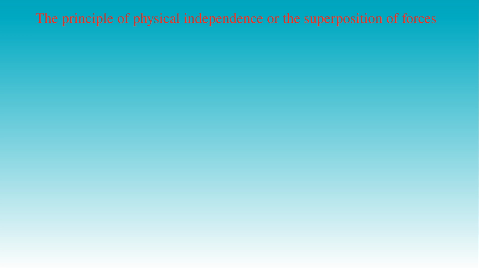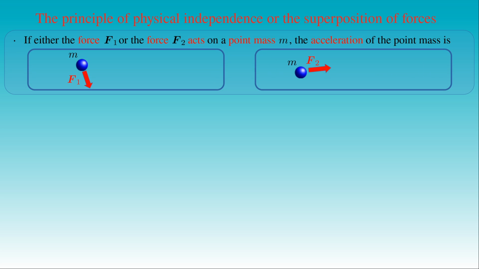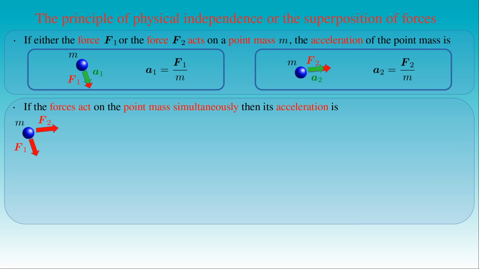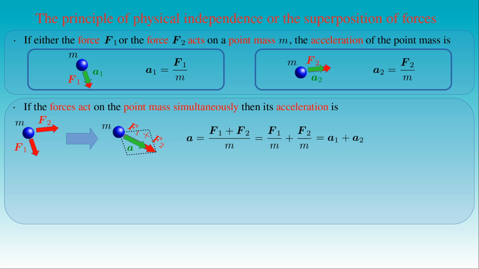If either the force F1 or F2 acts on the point-like body of the mass m, then the second law of motion states that the acceleration of the body is either a1, which is equal to F1 divided by m, or a2, which is equal to F2 divided by m. If the two forces act on the body simultaneously, then the net force exerted on the body is F1 plus F2, and the acceleration a of the body is equal to F1 plus F2 divided by m. The right-hand side of the equation can be written as F1 divided by m, plus F2 divided by m, which is equal to a1 plus a2.